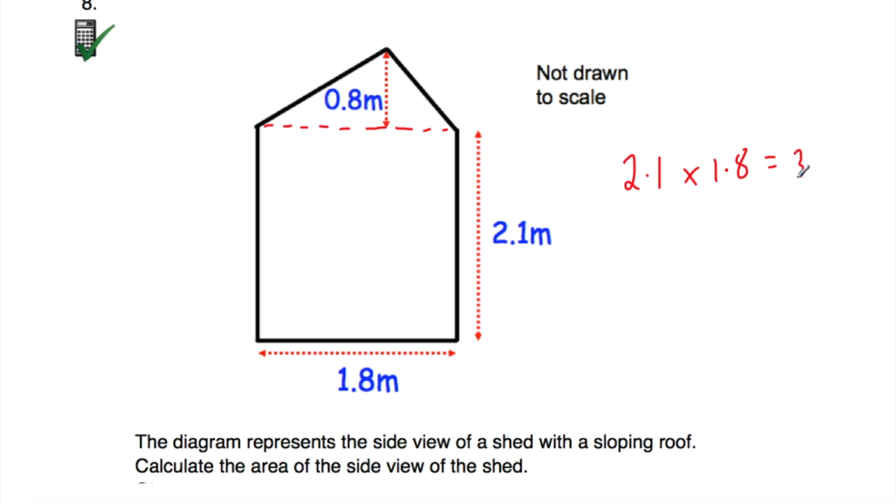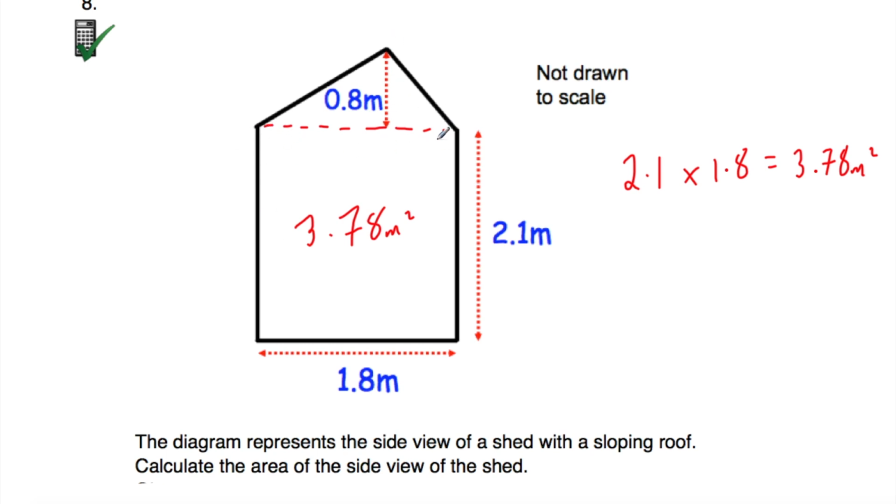So that's 3.78 meters squared, making sure we put the right units there, not centimeters squared, it's meters squared in this question because it's a shed. So 3.78 meters squared, that's the area of this rectangle. Now in terms of the triangle, we want to find the area of the triangle. Remember, it's half the base times the height. So the height of the triangle is 0.8 meters. We now need to find the base of the triangle.